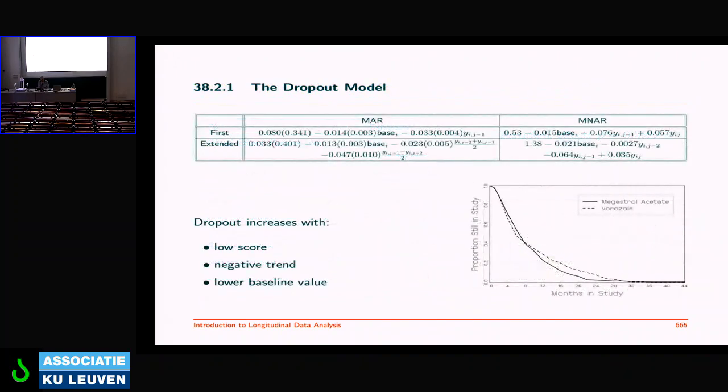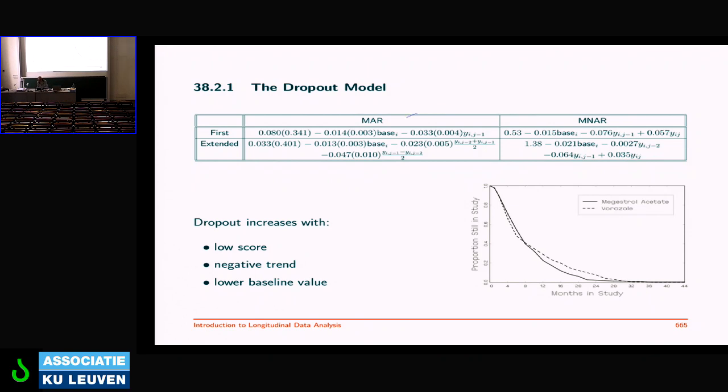The dropout model that comes with it, look at it in two ways. You would think there is MAR and there is MNAR. Well, been there, done that. We go back to the Diggle and Kenward model and say, wait a minute, we actually can never be sure about which of the two is right. And, moreover, there is more than one MAR model possible.